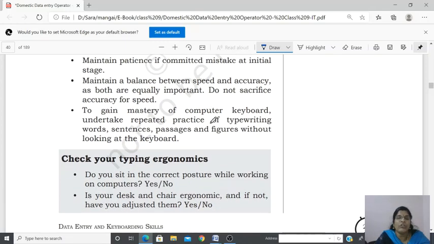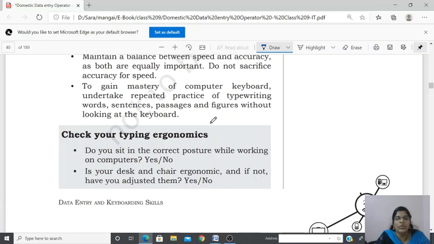To gain mastery of the computer keyboard, undertake repeated practice of typewriting words, sentences, passages and figures without looking at the keyboard. Once you have started practicing the keys of the three rows completely, take any of your textbooks and keep it on the right side. Look at the textbook, see what is written, and type it. Initially you may make mistakes, but gradually you will improve your typing speed with accuracy.